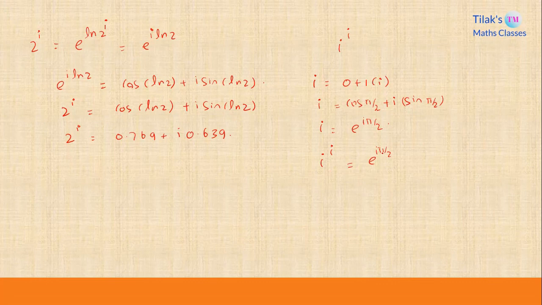raised to the power of i. This i I will replace with e power i pi by 2. This is raised to the power of i, that gives us e power pi by 2 into i squared. So that is e power minus pi by 2, which is real.